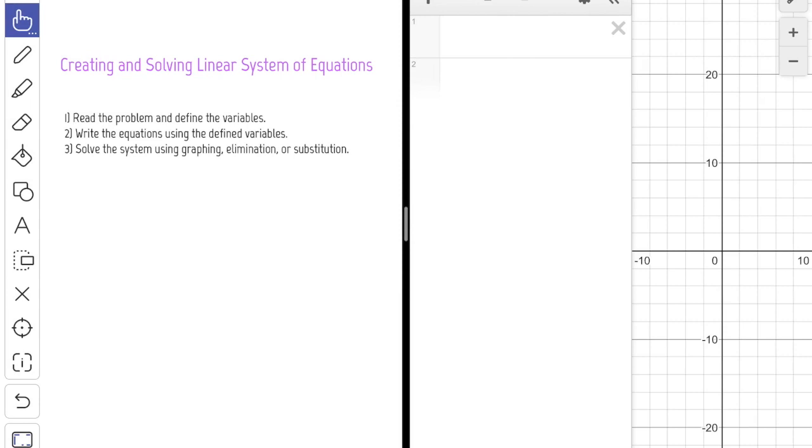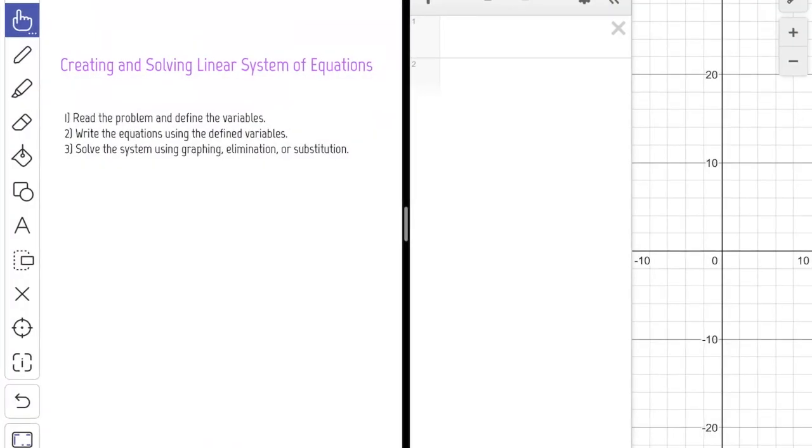I normally always use X and Y, because if I want to check myself graphically, let's say in a graphing calculator like Desmos, which I have pulled up on the side over here, it actually makes it easier to graph standard form equations with X and Y versus if you use A or B. Now, once you've defined the variables, you're going to write the equations using the defined variables. So once you've read through the problem and looked at the details of the context, you're going to write those equations that follow the details that are given. And then finally, you're going to solve using graphing, elimination, or substitution.